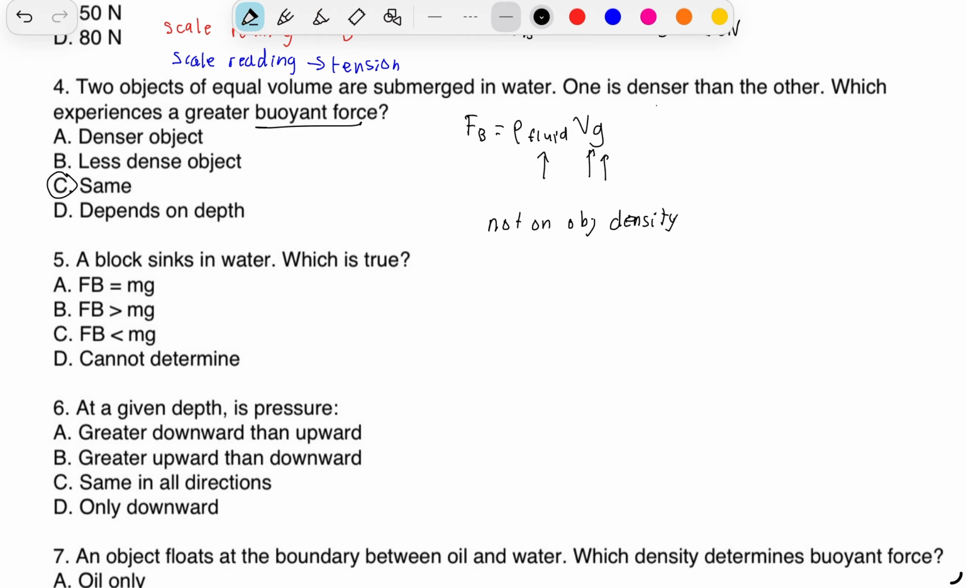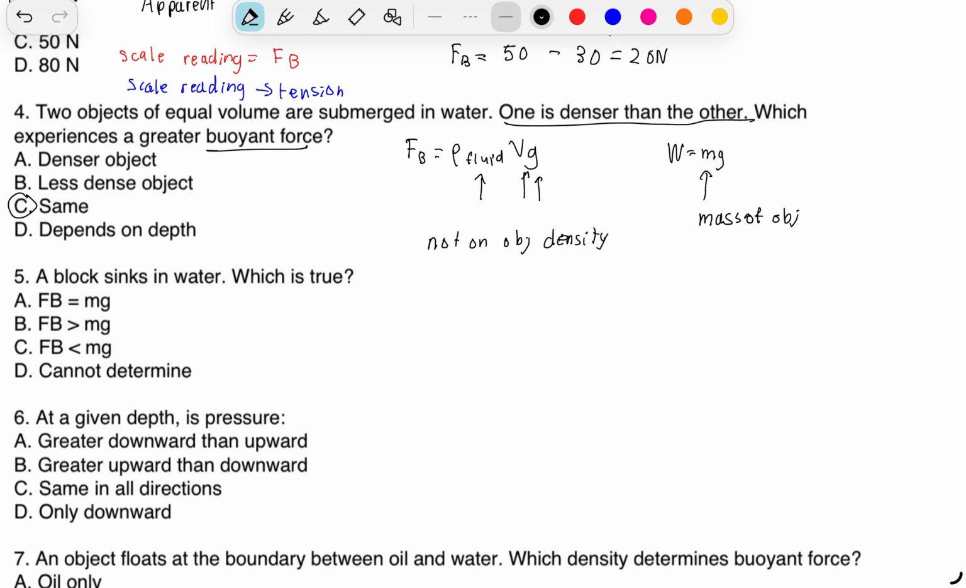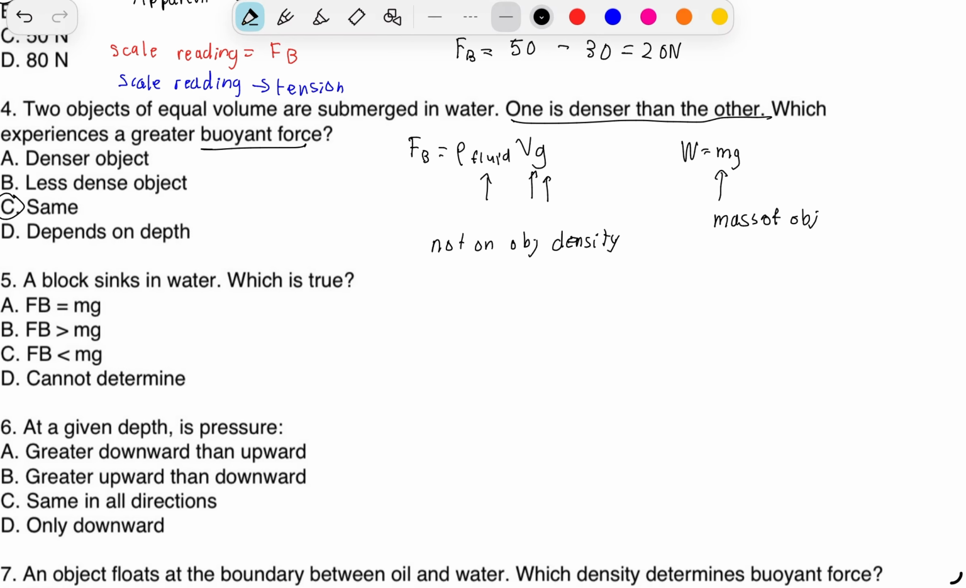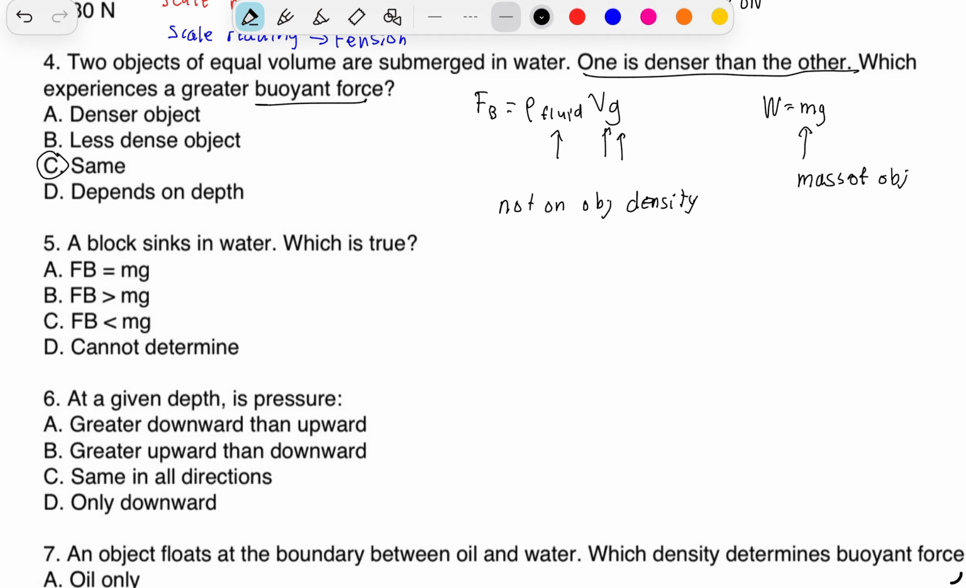In the question, we're told that one object is denser than the other, but we don't care about that because it's not inside of the formula. Therefore, buoyant force isn't dependent on that variable. However, weight is equal to the mass times gravity, where you do have the mass of the object, and that is dependent on the masses. So weight is not equal to buoyant force. It's not the same thing, which is why they have the same buoyant force still.